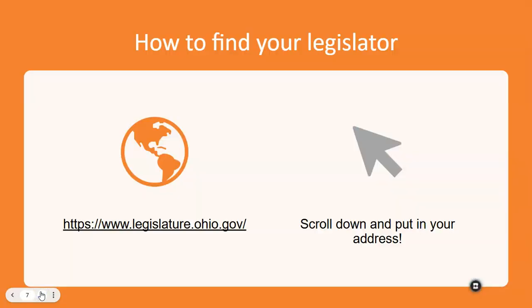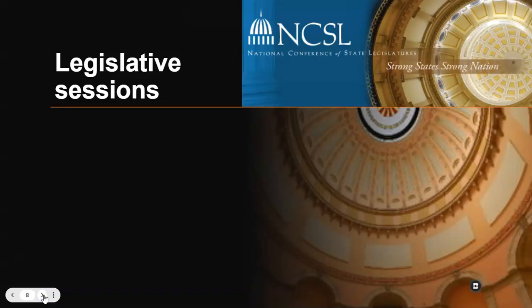So how do you find your legislator? And there is a sample work in this unit about this. You will go to the link legislature.ohio.gov. All you have to do is scroll down and put in your address.